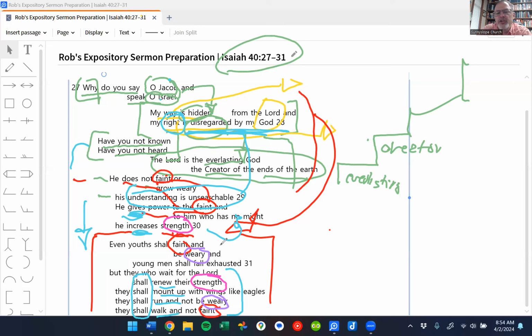You try to pay attention to the imagery here when it talks about mounting on wings like eagles. What exactly does that call to mind? Why does the prophet use that imagery and that word picture? What is he trying to communicate with that?